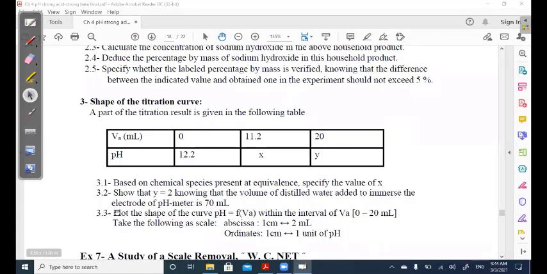Now 3.3, plot the shape of the curve pH equal function of VA within the interval of volume 0 to 20. From 0 to 20, we should plot the shape of the curve. The final point is 20, Y equal 2. Take the following as scale. Axis: 1 centimeter for 2 milliliter. Coordinate: 1 centimeter for 1 unit of pH.